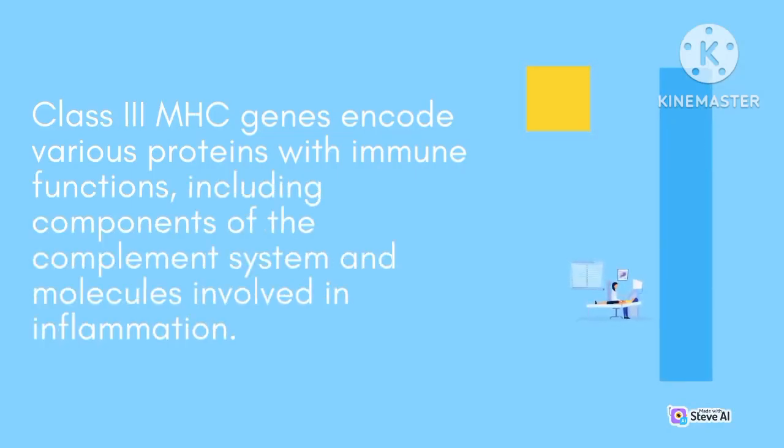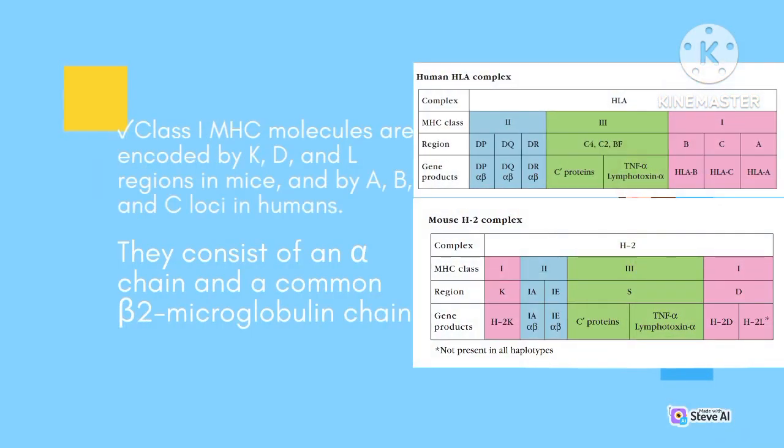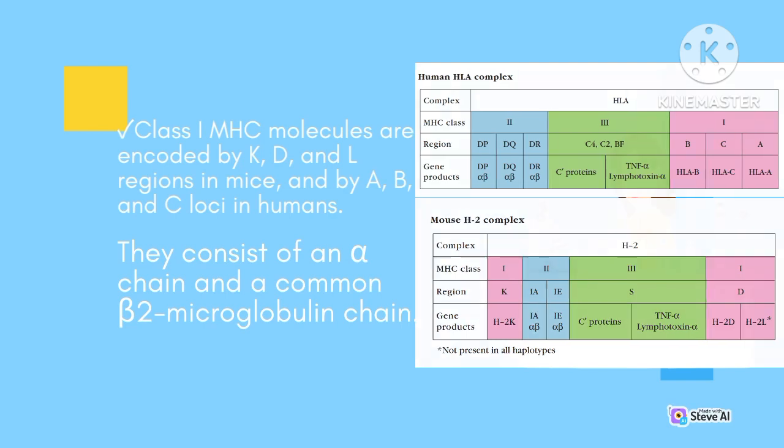Class III MHC genes encode various proteins with immune functions, including components of the complement system and molecules involved in inflammation. Class I MHC molecules are encoded by K, D, and L regions in mice, and by A, B, and C loci in humans. They consist of an alpha chain and a common beta-2 microglobulin chain.